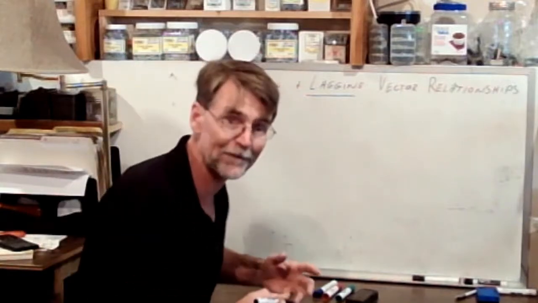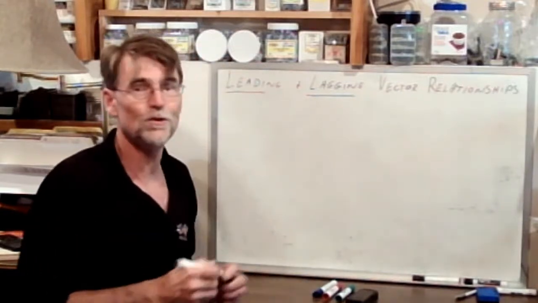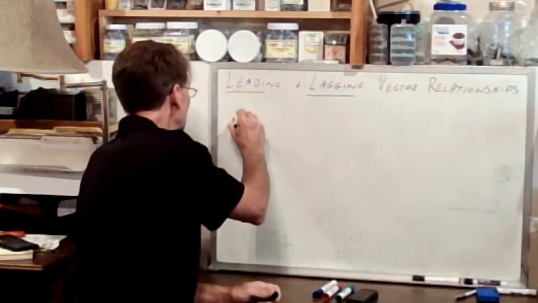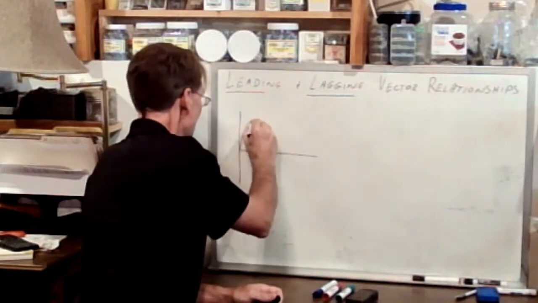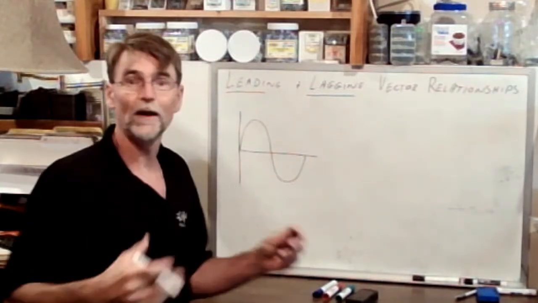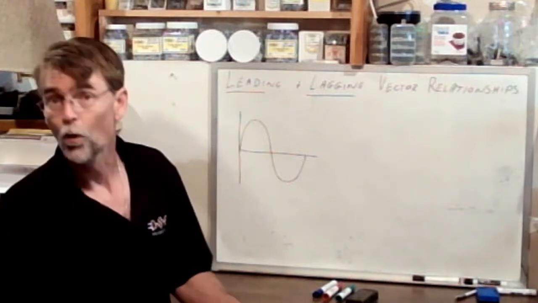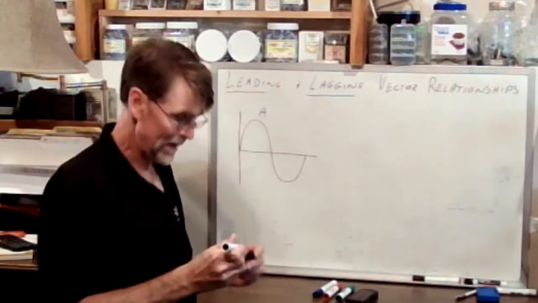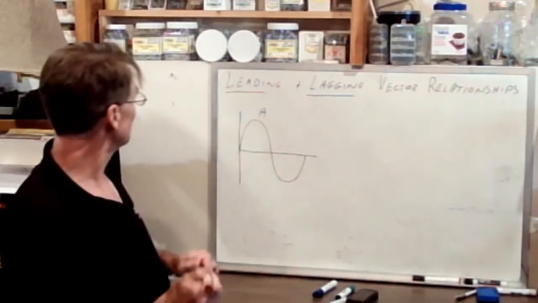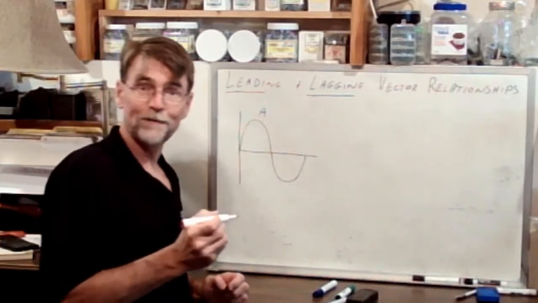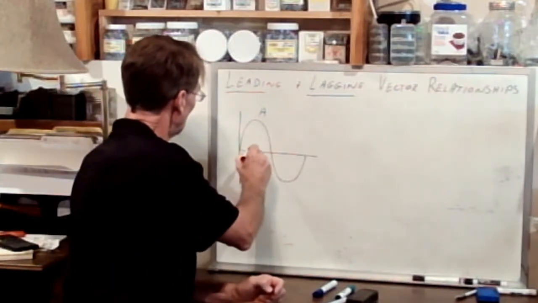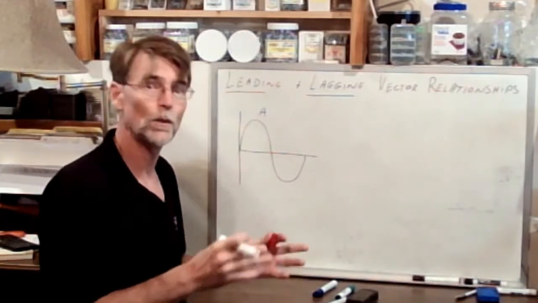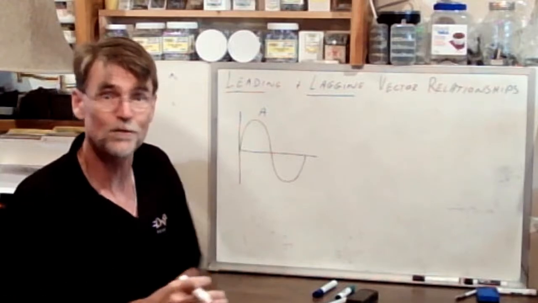Let's take a step back for a minute and remember that we're going to be using vectors to represent an AC waveform. There's a sine wave representing a particular voltage or current, and we'll call this waveform A. And then I'm going to draw a waveform B, and I'm going to try to shift it. So we call this a phase shift. We've talked about this in three phase, that the phase shift is 120 degrees.